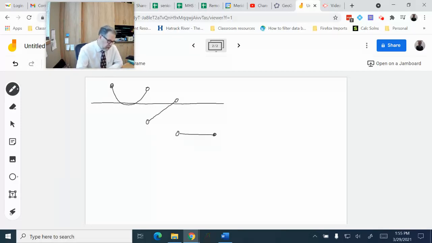So what I notice here is that I'm going up, but I'm going up at a decreasing rate, and then I reach a maximum and I start coming down, and then I reach a minimum and I start going up, and then I reach a corner.